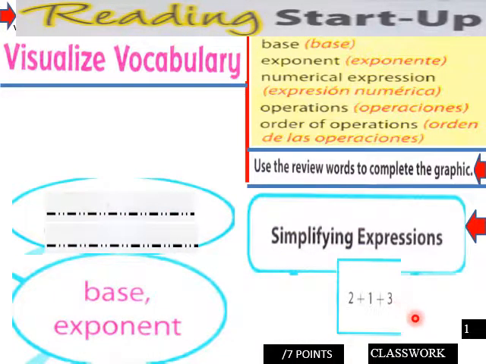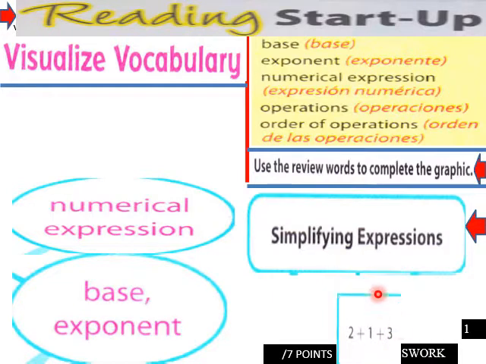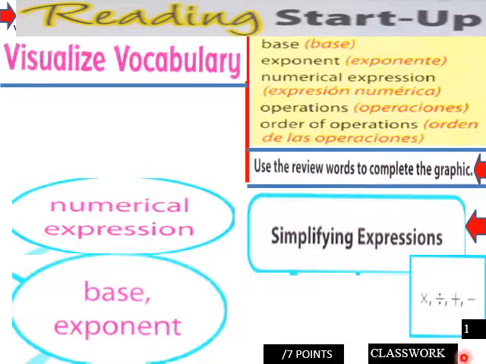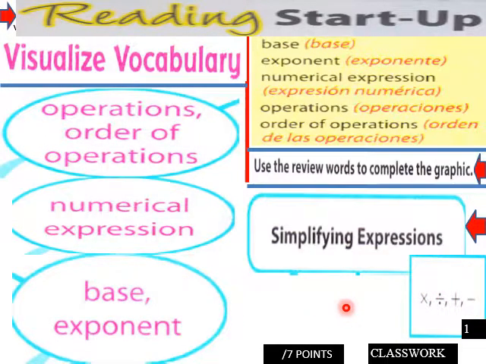Then 2 plus 1 plus 3. What do we got there? We got what? Order of operations, numerical expression. This would be a numerical expression here. And then what are these signs here, class? Aren't they operations? Aren't these all operators, arithmetic operators? It's like, yeah. Operations, order of operations. So PEMDAS, remember PEMDAS for your order of operations: parentheses, exponents, multiplication, division, addition, and subtraction. So that would pertain to your order of operations here.